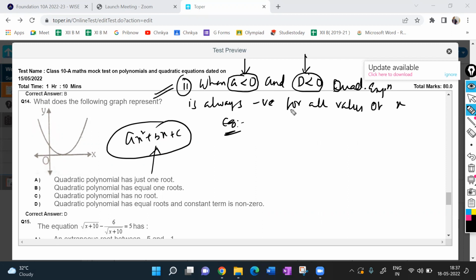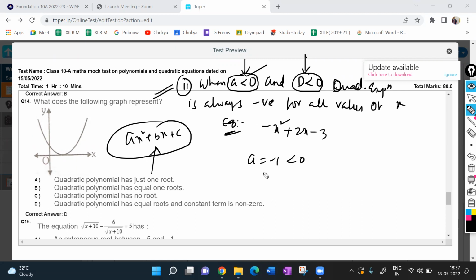Very simple. a should be less than 0, so let me make it minus x power. The discriminant should be less than 0, which means b square minus 4ac must be less than 0. Tell me now, what should be my b and c values? Could be anything. 2x minus 3, you take. Now check the a value here: minus 1, which is less than 0. I am satisfied with this condition.